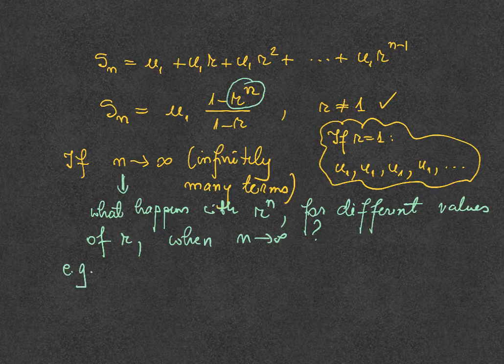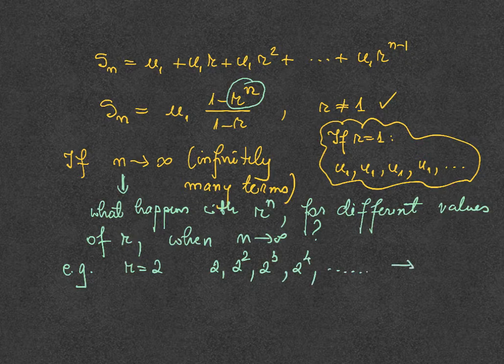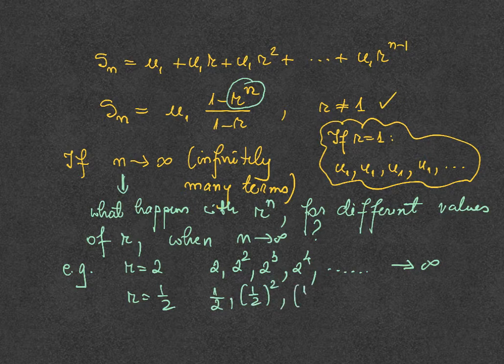For example, if r is 2, I will get 2 to the power of 1, 2 squared, 2 cubed, 2 to the power of 4, 2 to the power of 1,000, to the power of a million, and it approaches infinity. But if r is 1 over 2, I'm going to get 1 over 2, 1 over 2 squared, 1 over 2 cubed, and so on, and see how it approaches 0, because the numbers get smaller and smaller. If I multiply by a half every time, the number gets smaller. What happens, for example, if r is negative? That's a question we're going to answer.